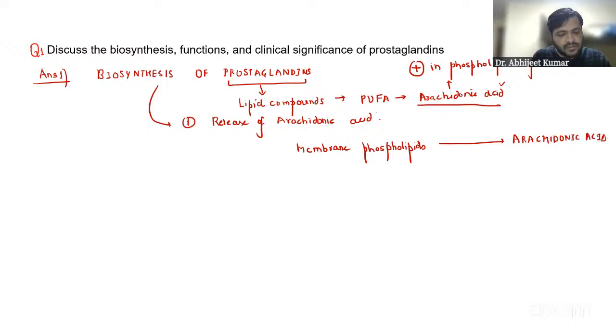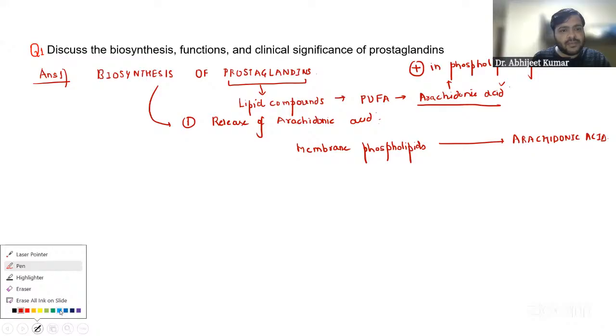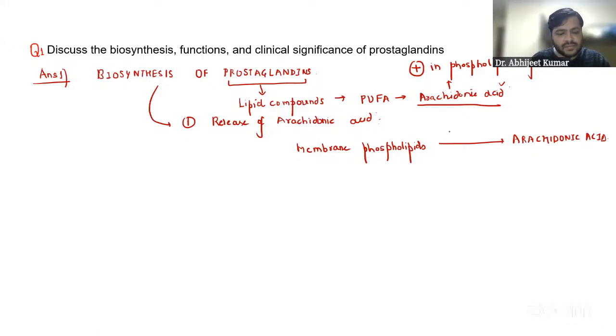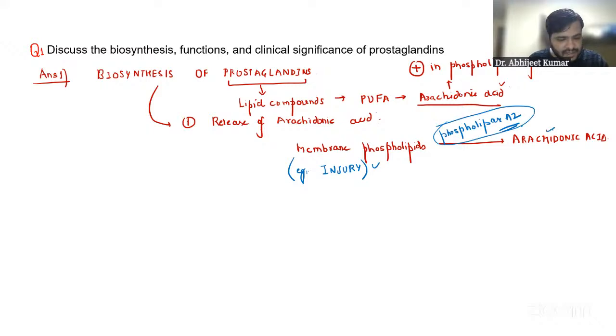This happens with the help of the enzyme phospholipase A2. It can be released in response to various stimuli or any injury, guys. If there is any injury, these membrane phospholipids, by the action of the enzyme phospholipase A2, release arachidonic acid, or even if there are any hormones.